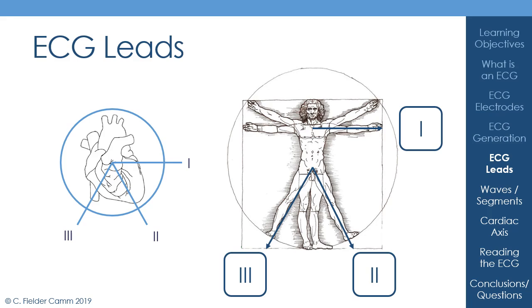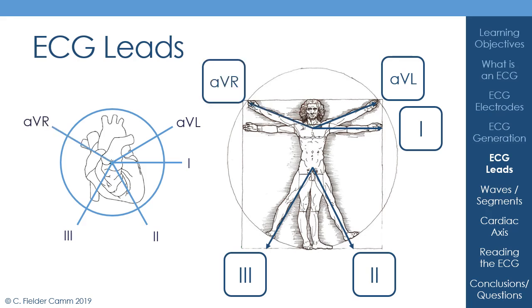And we can create 3 augmented or average leads. Unfortunately, the naming of them makes it easy to identify because they all start with AV. And so you can get an augmented left lead, AVL, which goes up your diagonally outstretched left arm, an augmented right lead, AVR, that goes up your diagonally outstretched right arm, and then AVF, which goes straight down to the floor or to your feet, which is what the F stands for. And those would be the 6 leads that come from your 4 limb electrodes.